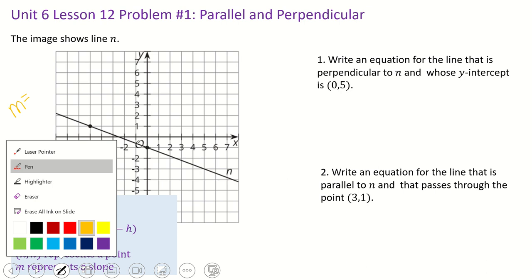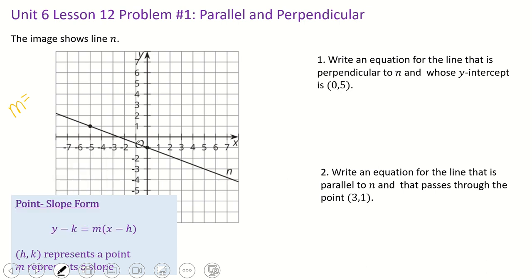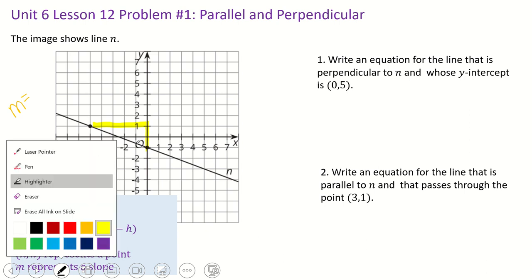So when you're counting, it does not matter which point you start at on the line. Just make sure that you are using only vertical and horizontal lines to create a connection between those 2 points. Notice how I didn't go off to the side. I went horizontal and vertical.